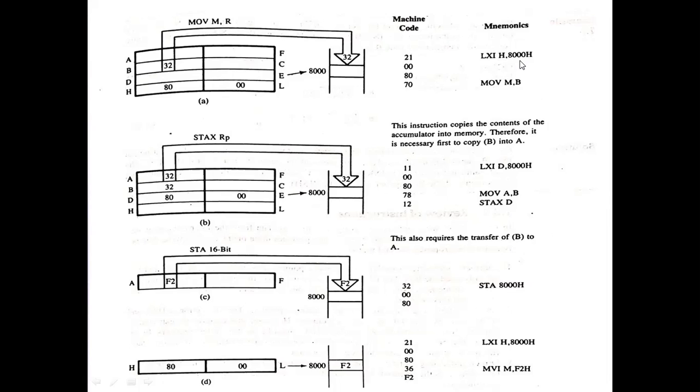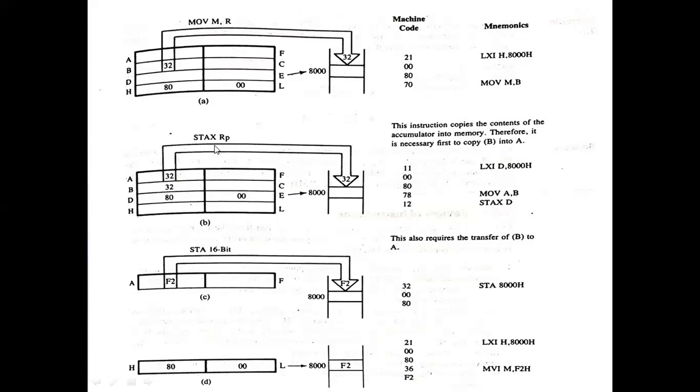So LXI H, 8000 has been defined. It means the HL pair will now have 8000, that is, H will be 80 and L will be 00. And then if we say MOV M,B, it means we want to copy the data from the B register to the memory whose address is present in the HL pair, that is 8000. So whatever is the content of the B register will be copied into the memory location 8000. So 32 will be copied into the 8000 memory location.